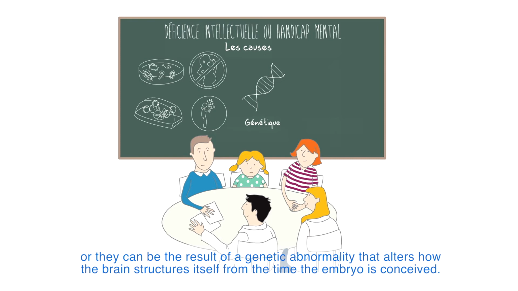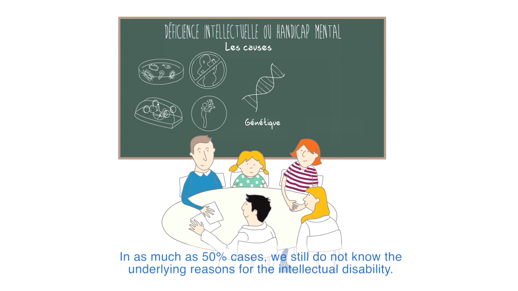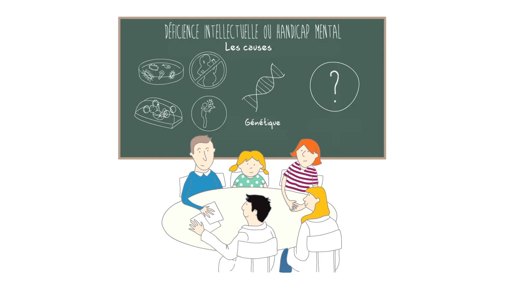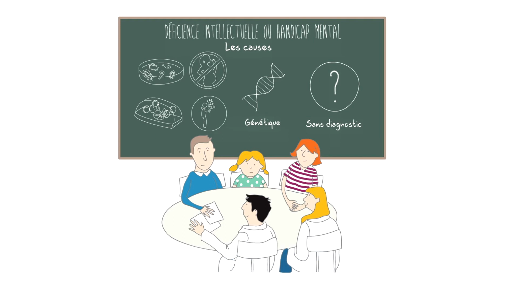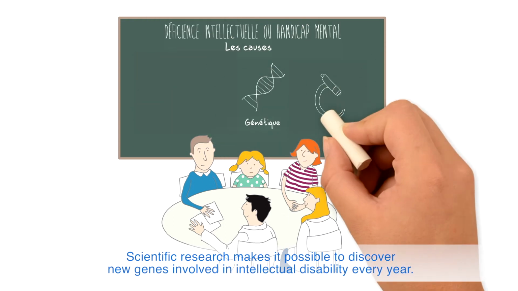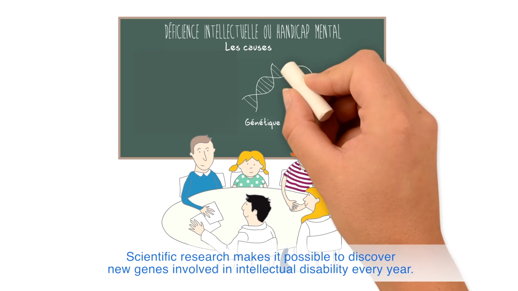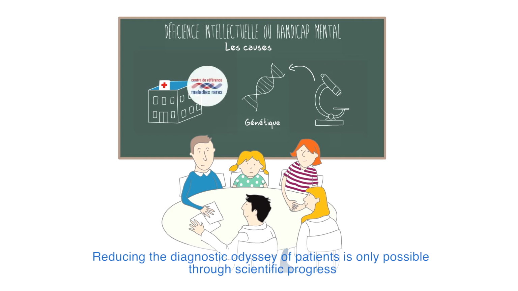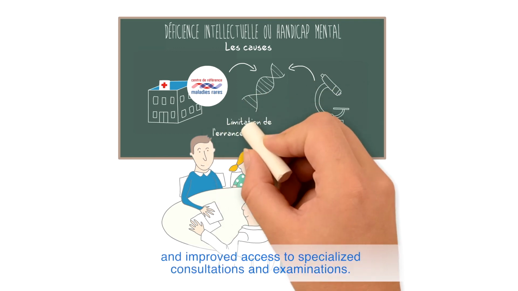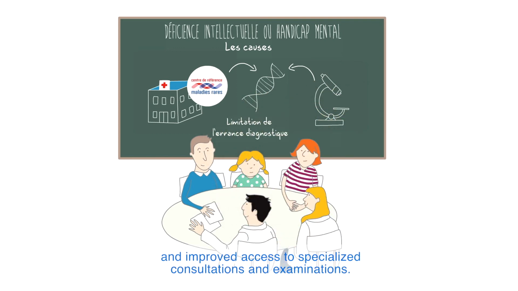the embryo is conceived. In as much as 50% of cases, we still do not know the underlying reasons for the intellectual disability. It is estimated that more than half of undiagnosed situations are due to unidentified genetic abnormalities. Scientific research makes it possible to discover new genes involved in intellectual disability every year. Reducing the diagnostic odyssey of patients is only possible through scientific progress and improved access to specialized consultations and examinations.